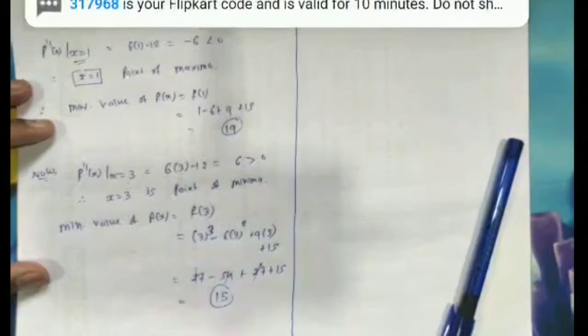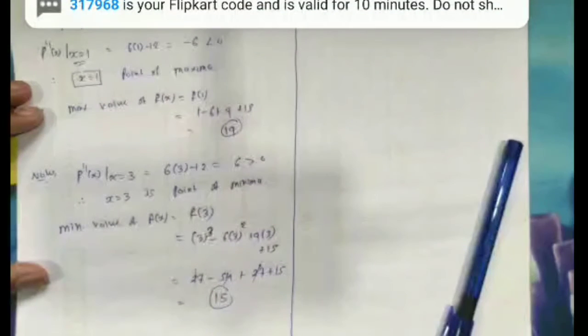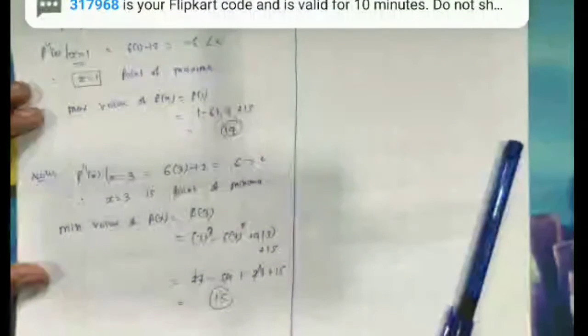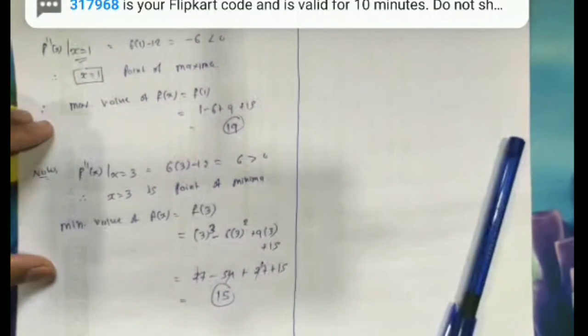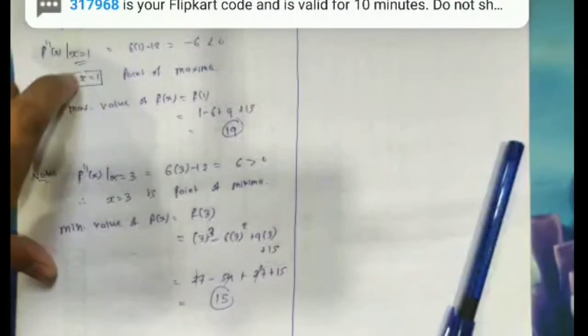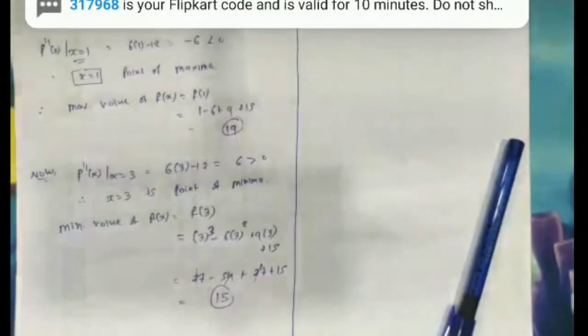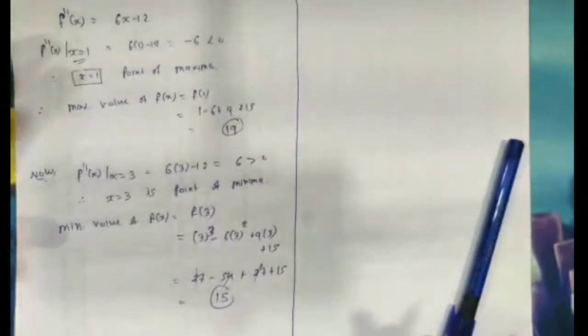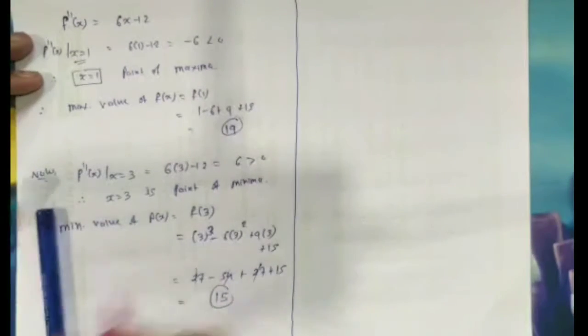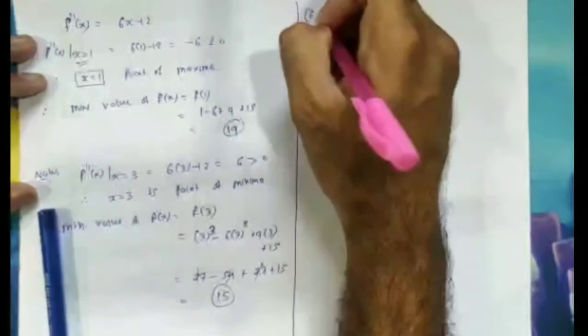Local maximum value is 19 and local minimum value is 15. Point of local maxima is x equal to 1 and point of local minima is x equal to 3. Clear? So this is how you can solve your question number 5. Now question number 6.